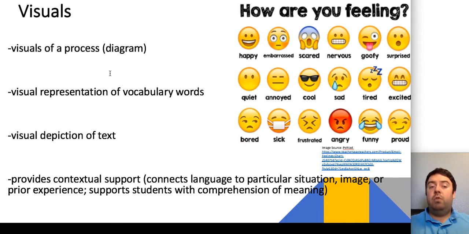There's different types of visual supports. You could provide diagrams. You could provide visuals of vocabulary words. You could provide visuals of what's going on in a text so students can kind of understand a storyline or a nonfiction article. You could also provide visuals to give context, so to model a particular situation or to connect to students' prior knowledge, or even just overall images provide additional knowledge and comprehension of what's going on during the lesson.